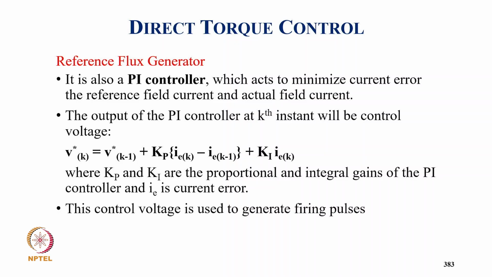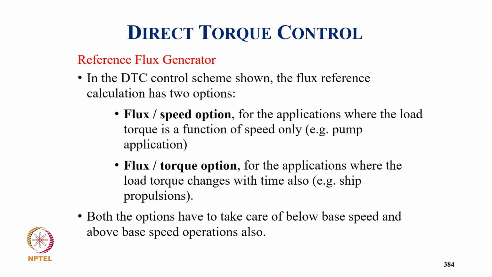The output of the PI control is V k star equal to V k star minus 1 plus Kp in bracket I k minus I k minus 1 plus Ki I k, where Kp and Ki are the proportional and integral gains of the PI control and I is the current error. This control voltage is used to generate the firing pulses of the thyristor converter feeding the field winding. So in the DDC control scheme shown, the flux reference calculation has two options: the flux/speed option for applications where the load torque is a function of speed, as in pump applications, and the flux/torque option for applications where the load torque also changes with time, that is ship propulsion. Both options have to take care of below base speed and above base speed operations also.